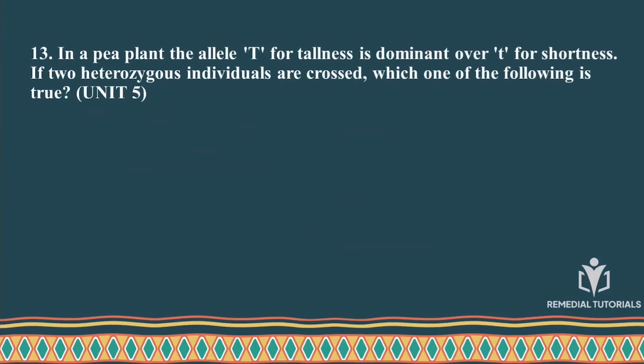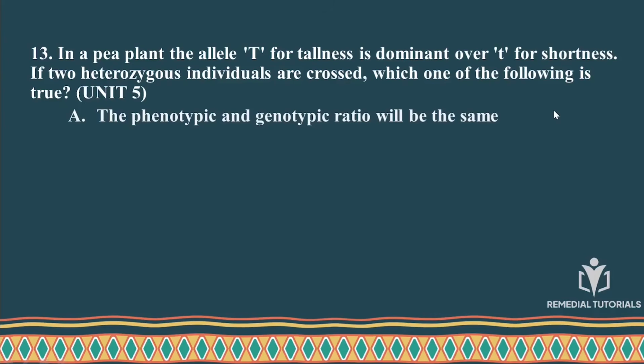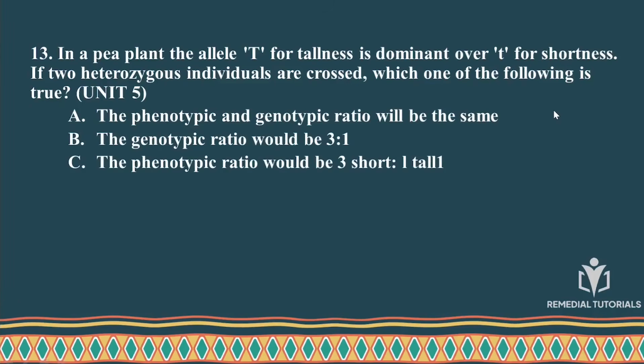Question number 13. In a pea plant, the allele T stands for tallness, which is dominant over t for shortness. Heterozygous individuals are crossed. So which one of the following is true? A. Phenotypic and genotypic ratio would be the same. B. Phenotypic ratio would be 3:1. C. Phenotypic ratio would be 3 short, 1 tall. D. 25% of individuals would be short.